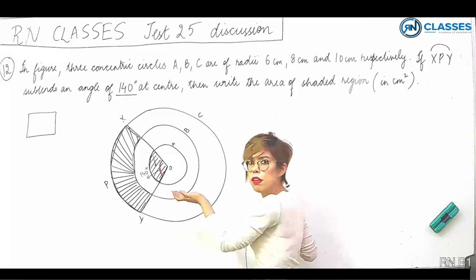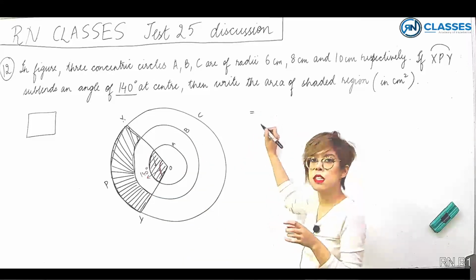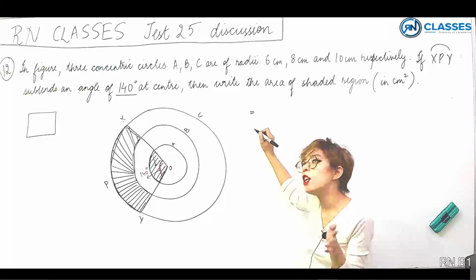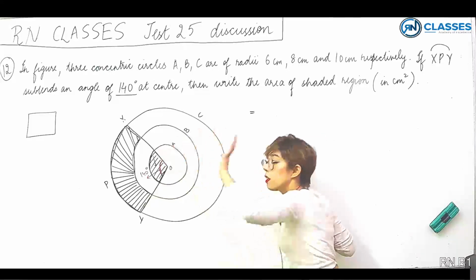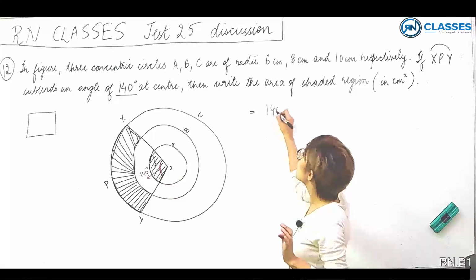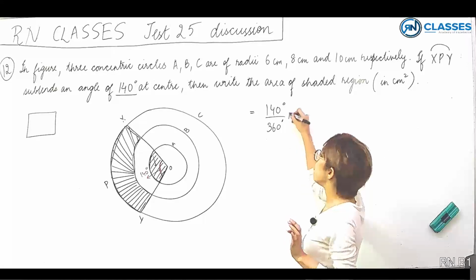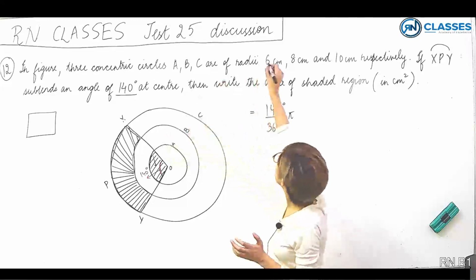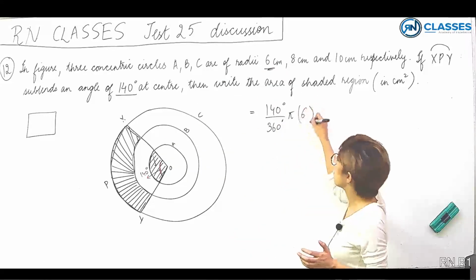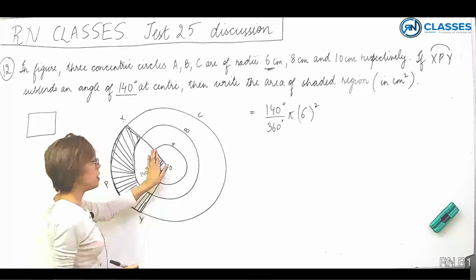Come on, people. So, sector of the smaller circle, that means the area of the sector is theta by 360 degree into pi r square. Now, theta is the central angle, which is 140 degree. So, 140 degree by 360 degree into pi. So, let pi be as it is. Into, now, radius of the smallest circle, that is 6. So, 6 square. So, I have found out the area of this shaded region.